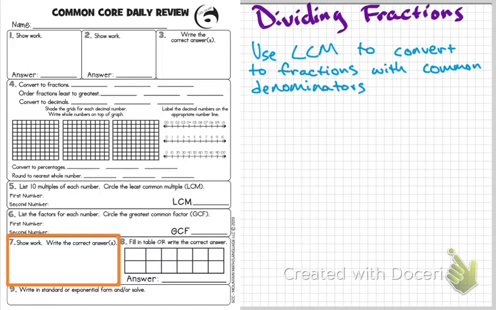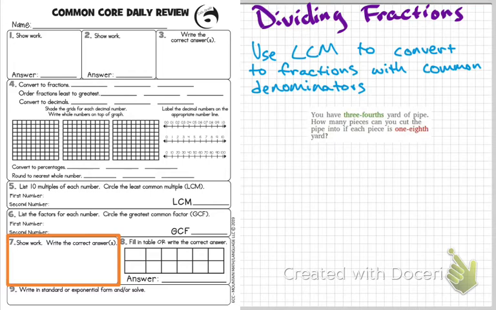Now, this skill of least common denominator is what we are practicing every week in question 5 of our daily review. So you can go back there and take a look at that process if you need a little bit of help. Let's go ahead and take a look at a problem that will look similar to what we will see on question 7 every week.